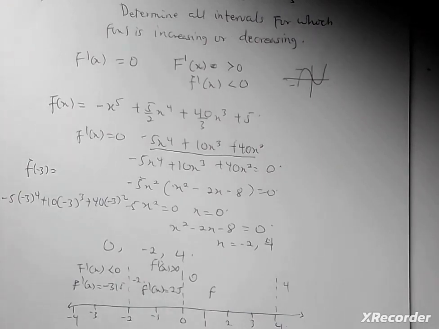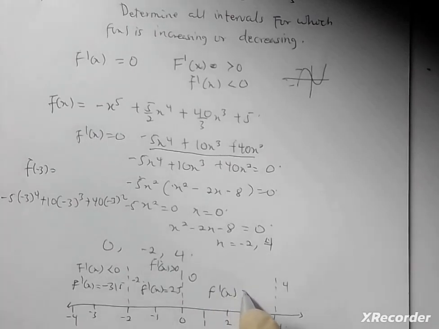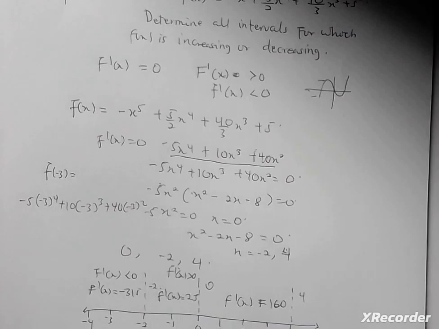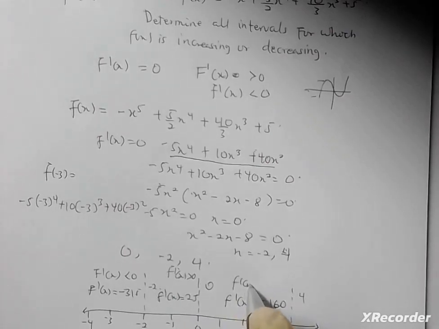Let me put it in again. So I said we are choosing 2. When you choose 2, you're going to get 160. So f prime of x is equal to 160. So my f prime of x is greater than 0.